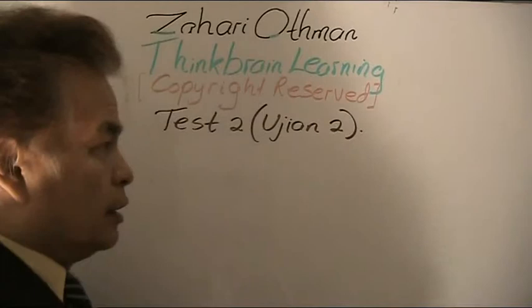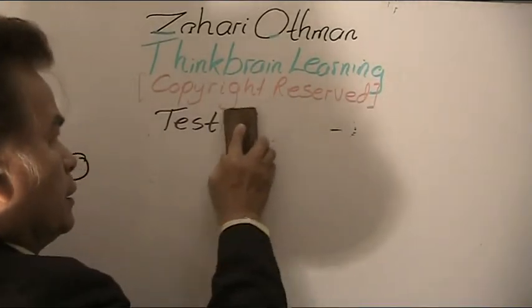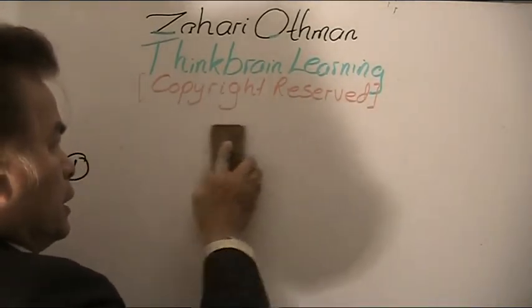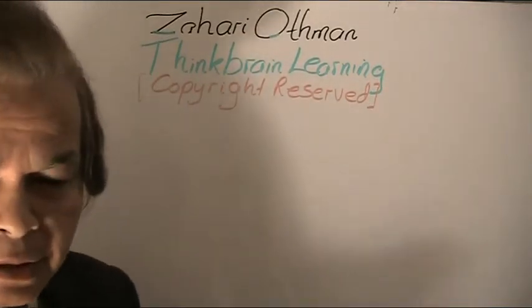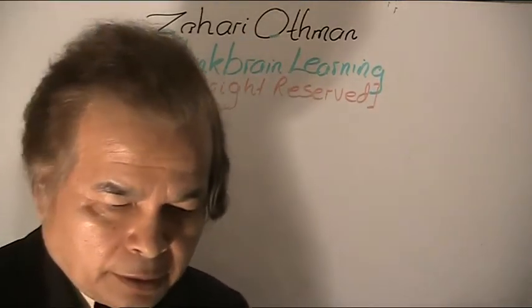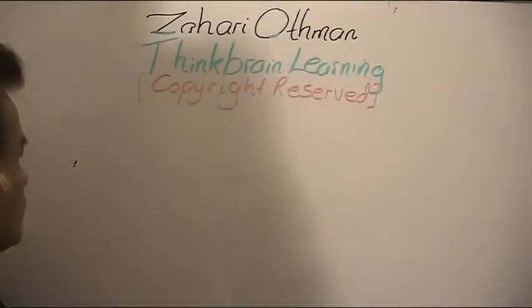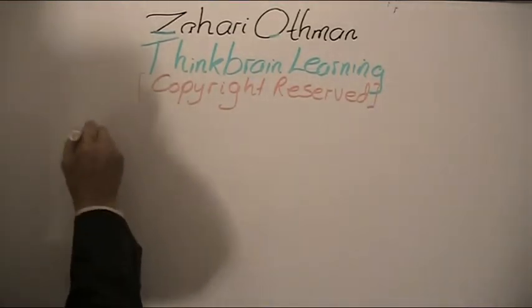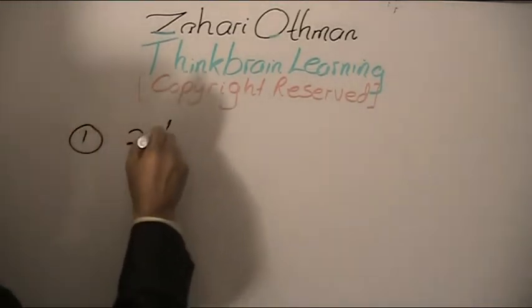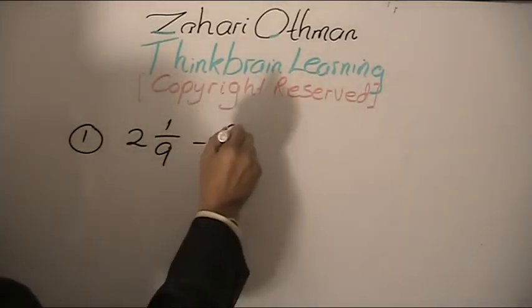So let's start with number 1. In the case of number 1, you have 2 1 over 9 minus 2 over 9.